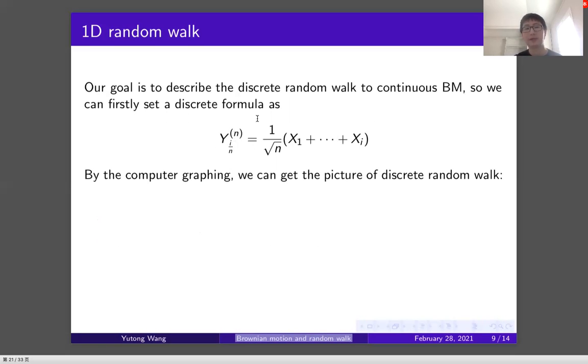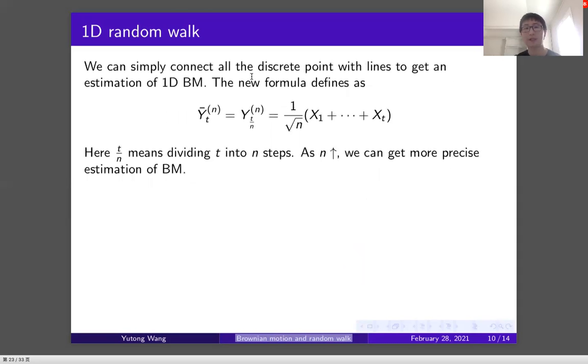So we just define a formula as y with respect to i. By computer graphing, we can get some pictures of the discrete random walk. As you can see, these are just separate points without any connections. Here, the i we define is 8, so there are 8 points. You can also define as many as you want, which just makes the graph more detailed.